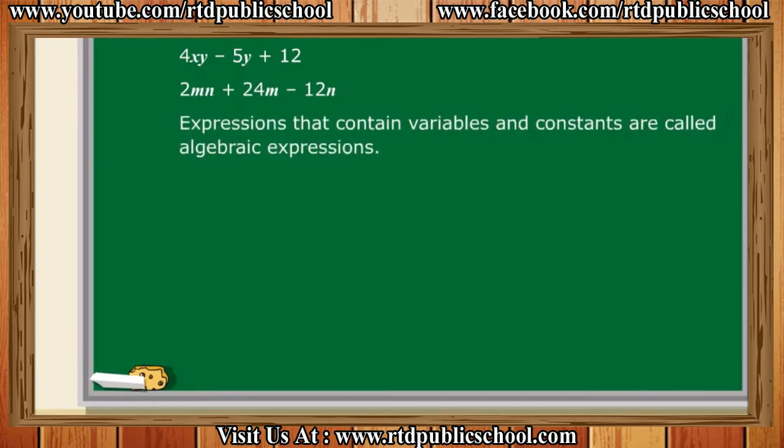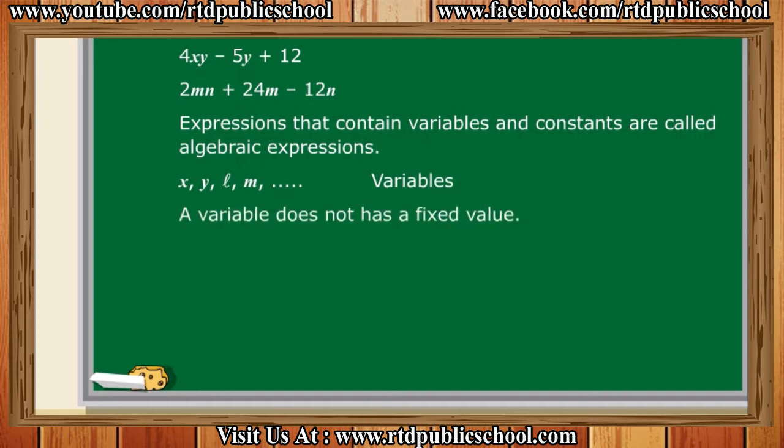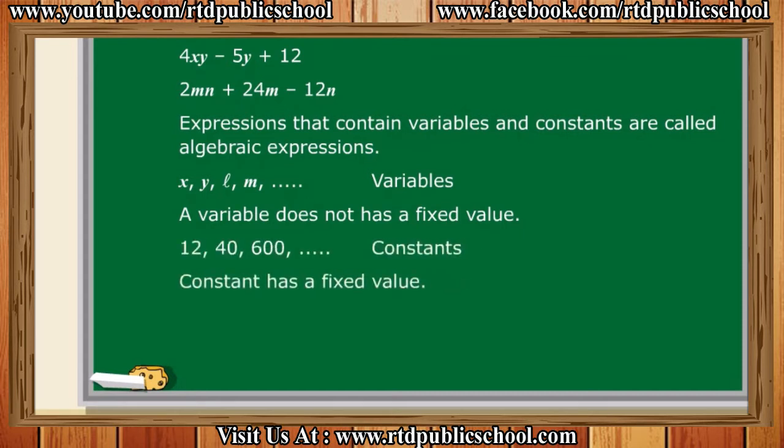Expressions that contain variables and constants are called algebraic expressions. Letters such as x, y, l, m, and so on are used to denote variables. A variable can take various values and its value is not fixed. On the other hand, a value that does not change is a constant.